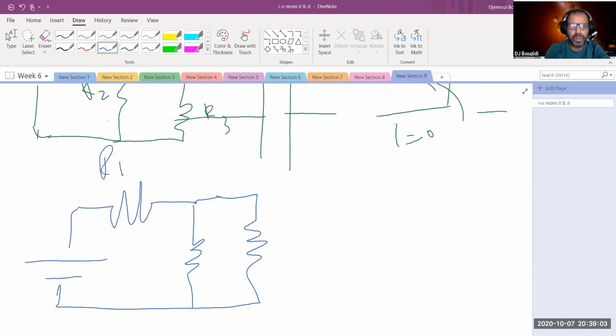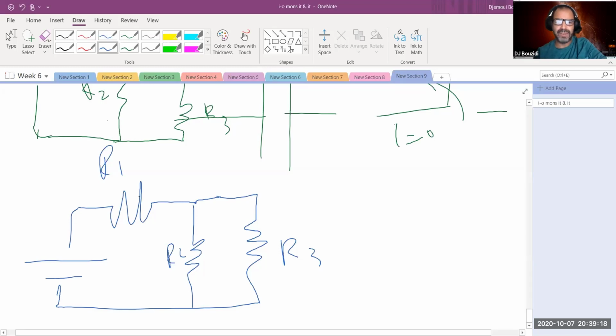Okay, so this is R1, this is R2, and this is R3. The capacitor is just a wire. Replace it by a wire, that's it. But this is immediately after you start time, after there is a switch somewhere in here. I forgot to draw it.